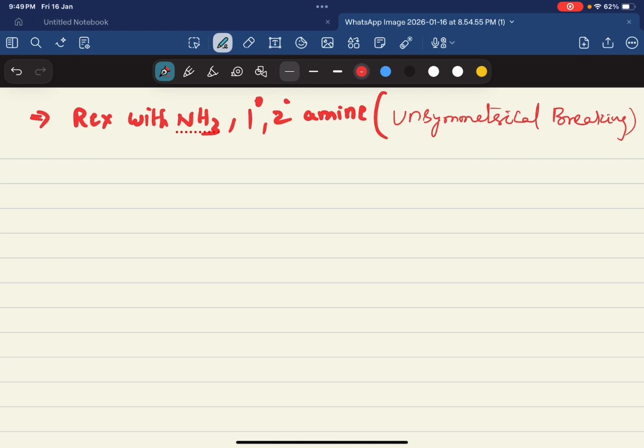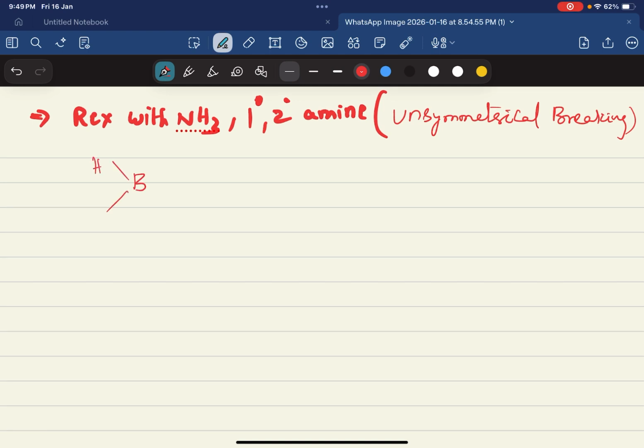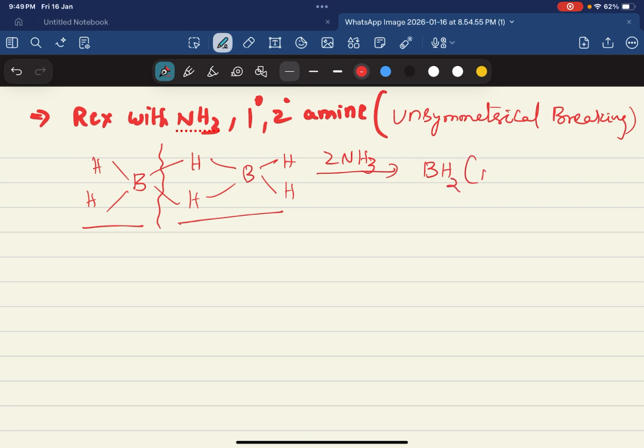Breaking of bond. So what exactly is it? If you take diborane, it will break like this with 2 NH3. It breaks unequally, where one part is BH2 and the other part is different. Since it is not BH3 breaking, we call this unsymmetrical breaking. Here NH3 2 plus and BH4 minus, that's how the product is formed.